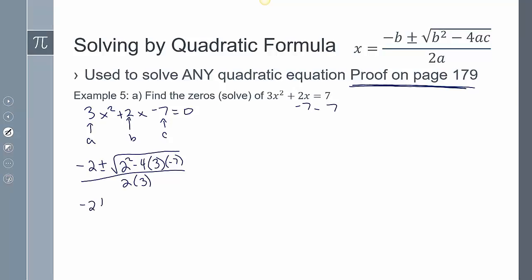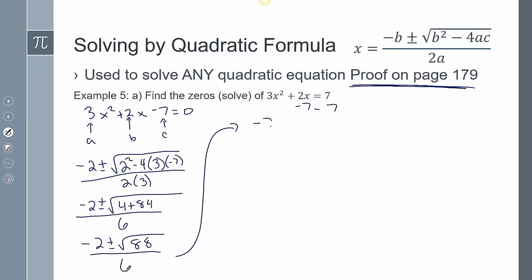So I'm going to get negative 2 plus or minus the square root of 4. Now 7 times 3 is, no, negative is a positive. 7 times 3 is 21 times 4 is 84, all over 6. And so that gives me negative 2 plus or minus the square root of 88 all over 6. Now I can reduce this even further. I'm just going to rewrite it.